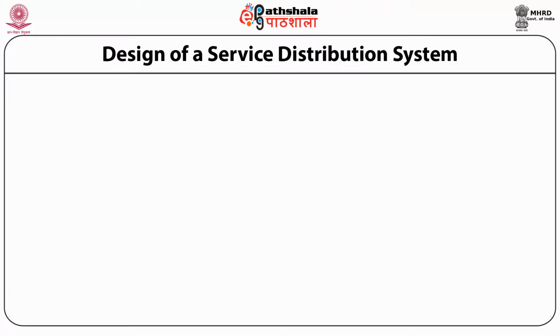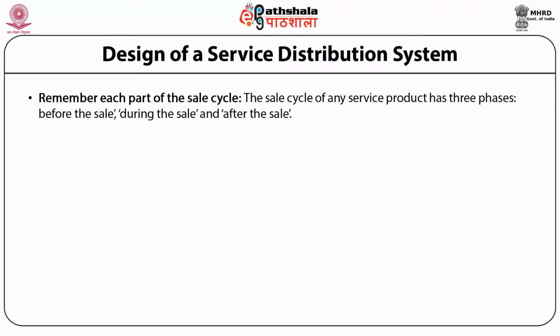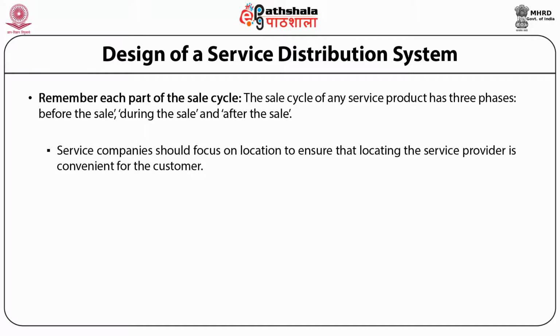Second point in designing an effective service distribution system is remember each part of the sales cycle. The sales cycle of any service product has three phases: before the sale, during the sale, and after the sale. Service companies should focus on location to ensure that locating the service provider is convenient for the customer.